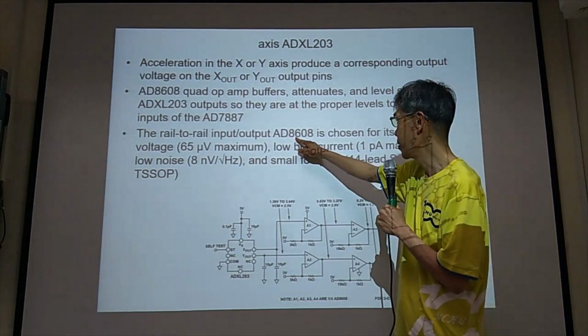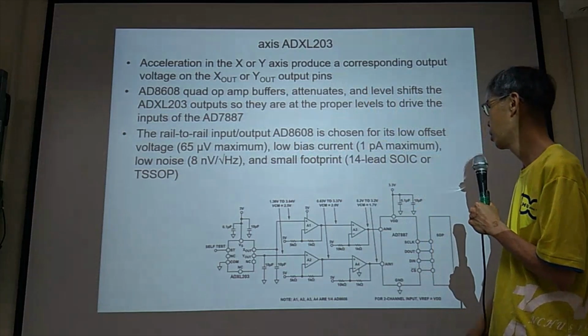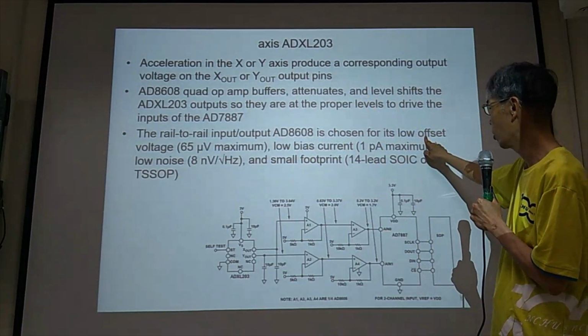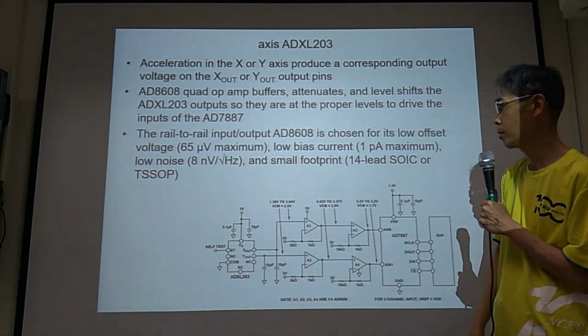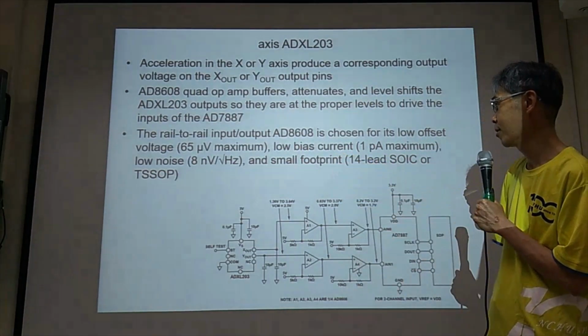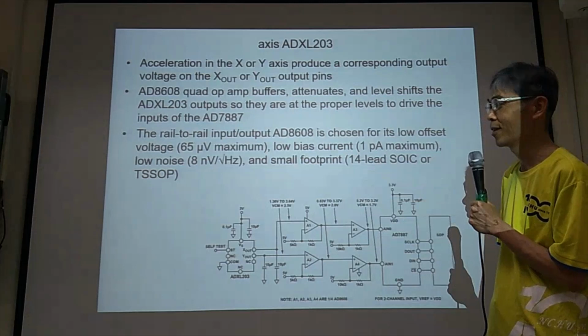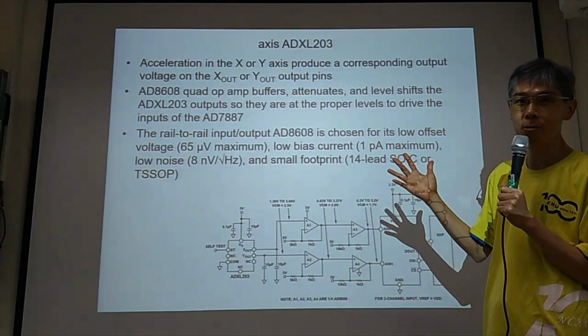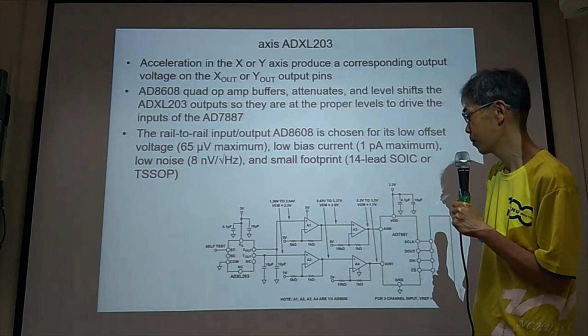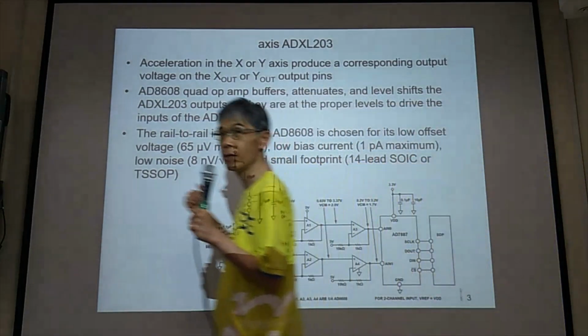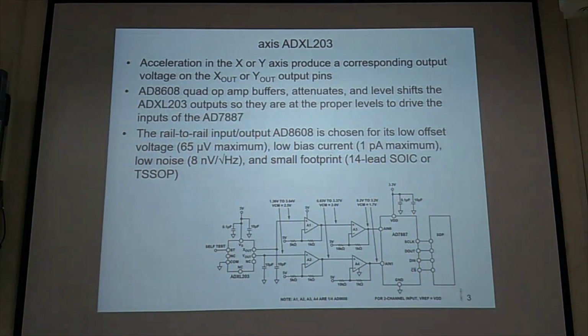So AD8608 has low offset voltage, low bias current, and low noise, small footprint. So it has all the advantages we need. Okay, so this is the introduction of the circuit.